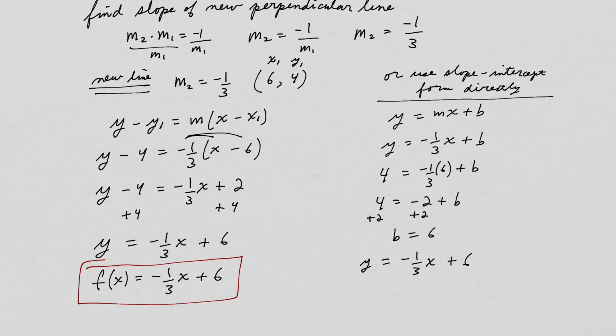And that's exactly what we got before, right? So you could either use the point-slope form to find the equation of a line, or you could use the slope-intercept form directly, and basically what you're doing in this case is solving for b to figure out what b is. But either way, you'll get the correct answer.